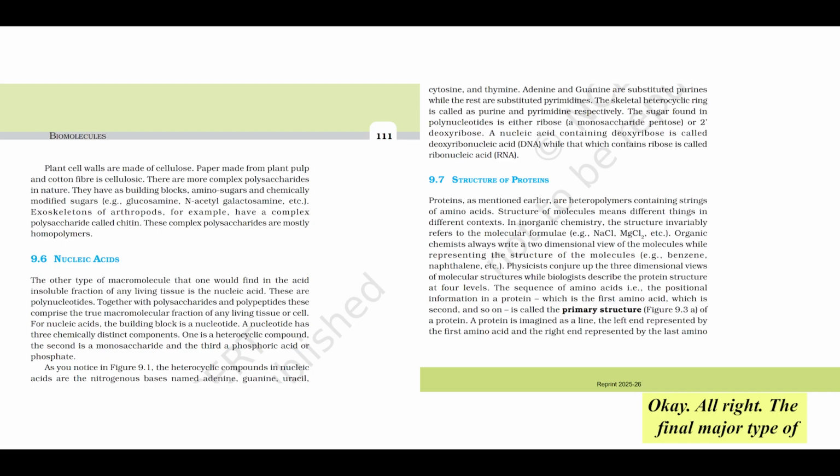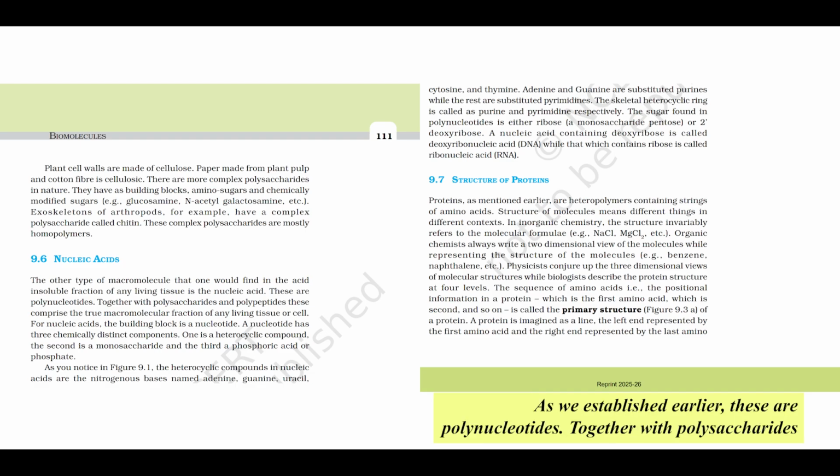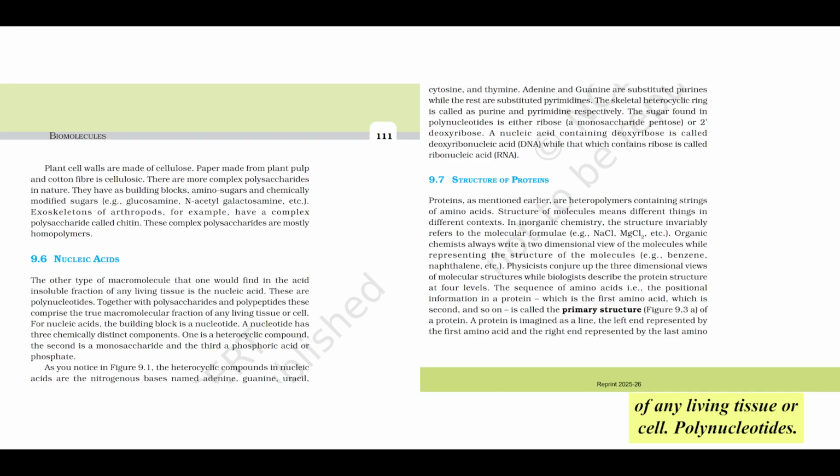All right, the final major type of macromolecule found in that acid-insoluble fraction: nucleic acids. As we established earlier, these are polynucleotides. Together with polysaccharides and polypeptides, proteins, these nucleic acids make up the bulk of the true macromolecular fraction of any living tissue or cell. Polynucleotides.